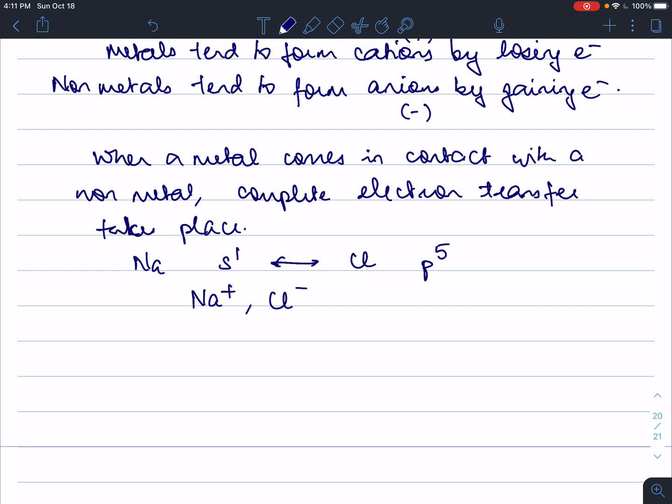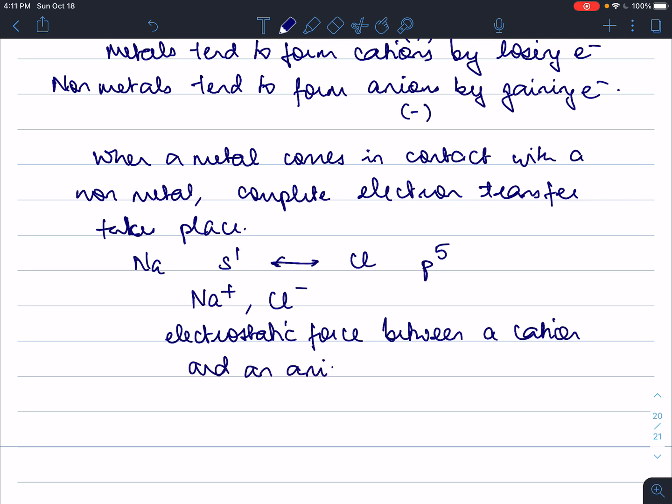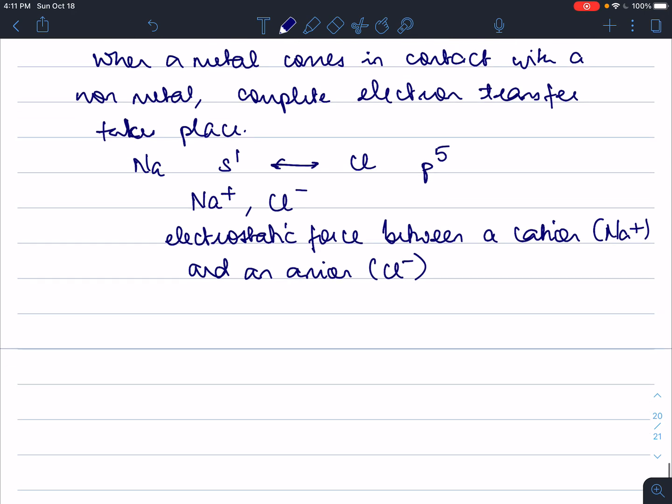Now you know that positive and negative charges attract by a strong electrostatic force. Okay, so there is an electrostatic force between a cation and an anion. In this case, the cation is Na plus, the anion is Cl minus. So this electrostatic force is called an ionic bond. Some people also call it an electrovalent bond. Okay? So how does this happen?